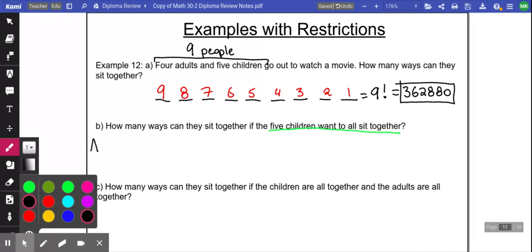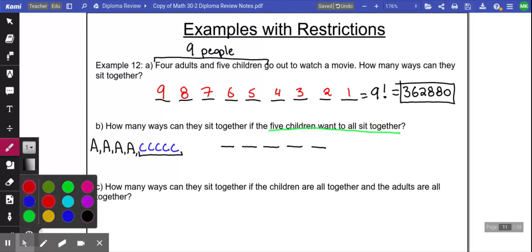So there's 1 adult, a second adult, a third adult, and a 4th adult. Then you have 5 children. 1, 2, 3, 4, 5. And they move as one. You treat them as like a package deal. This means that there's now only 5 things that you are sorting: the 4 adults and the children.